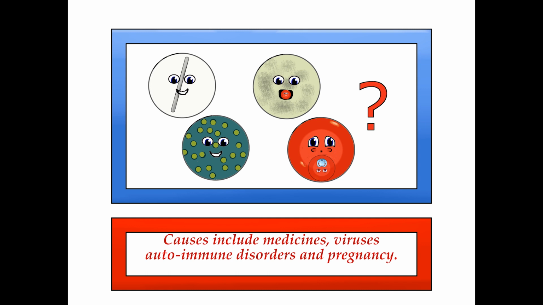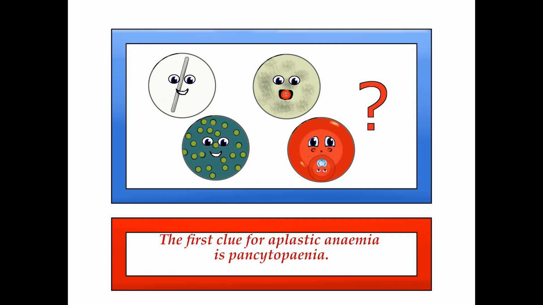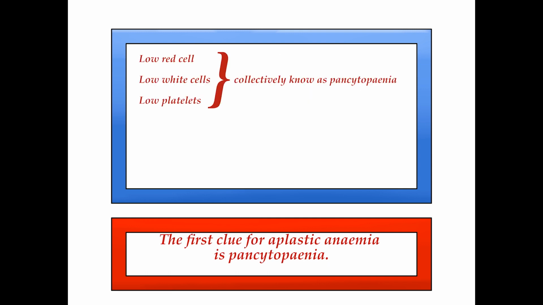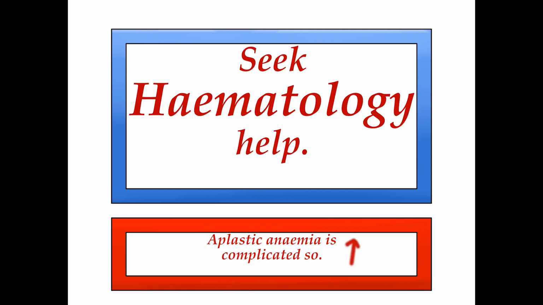The clue we get for aplastic anemia is a drop in all cell counts, red cells, white cells and platelets, rather than just red cells alone. Aplastic anemia is rare and frequently complicated, so if you suspect it, you're going to want to get haematology advice.